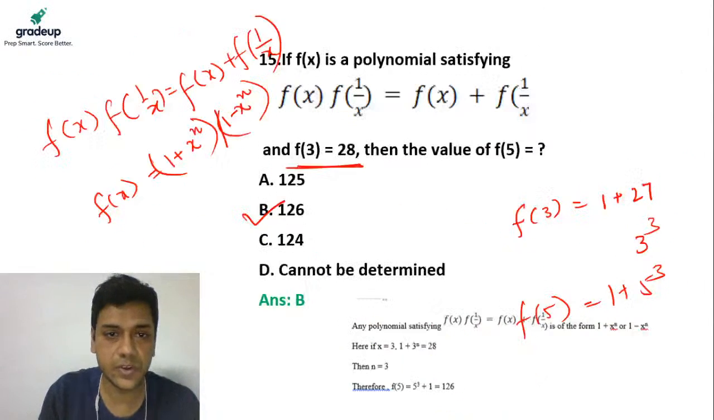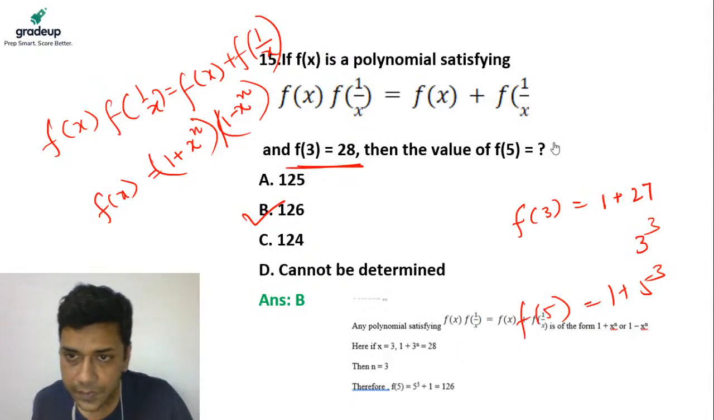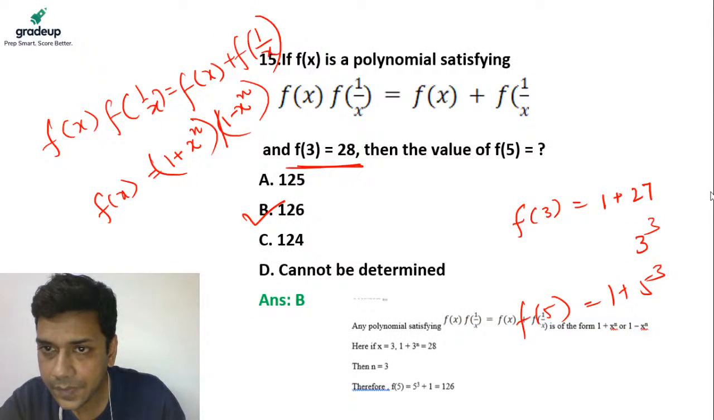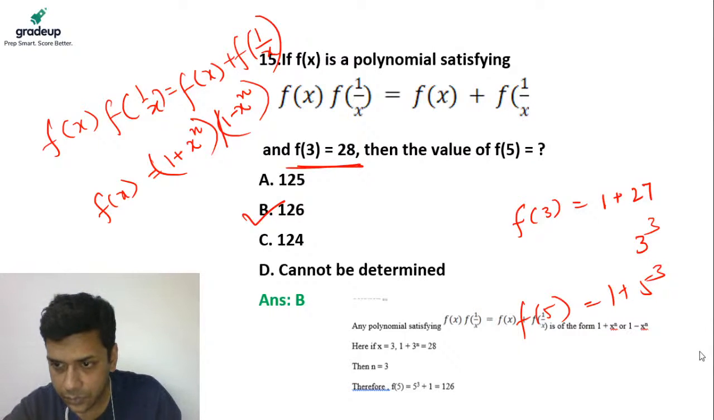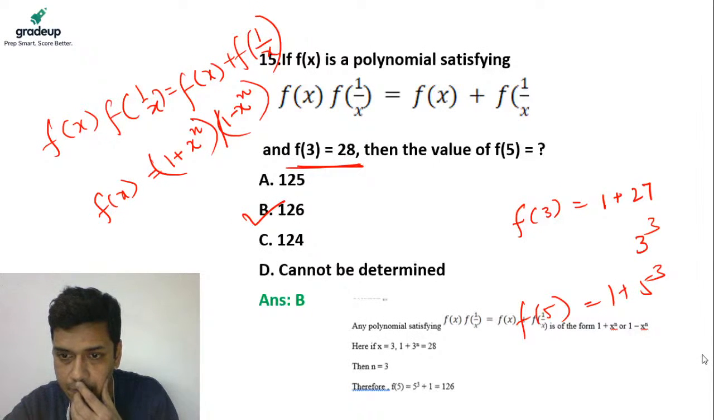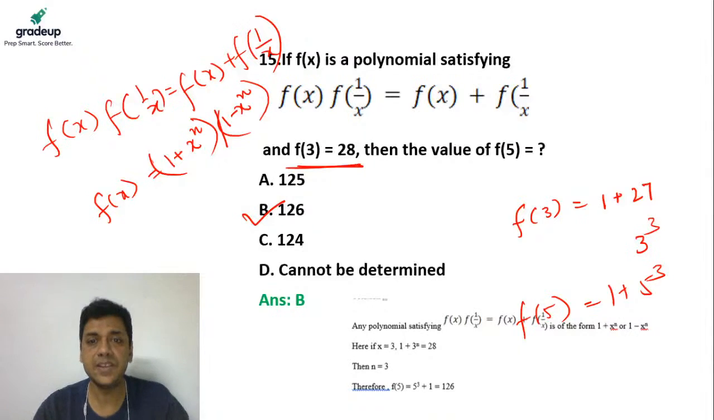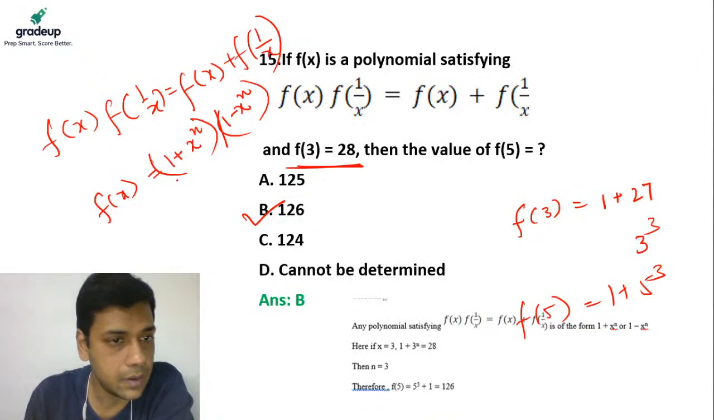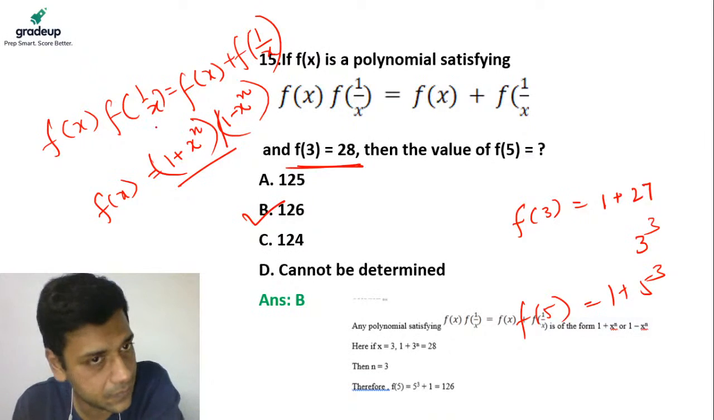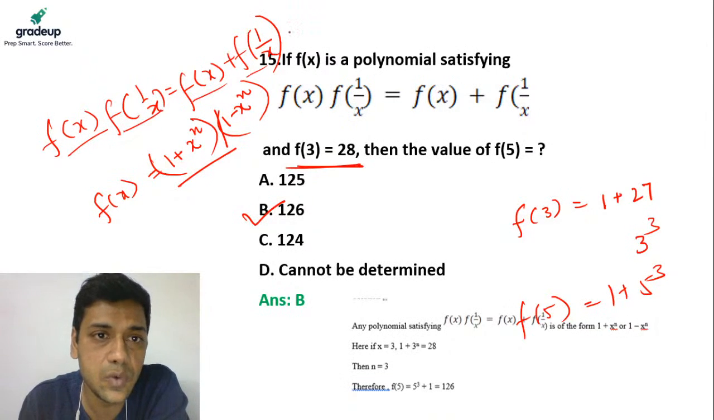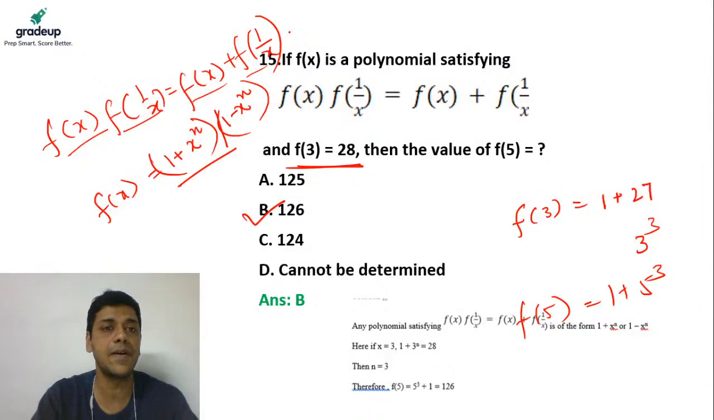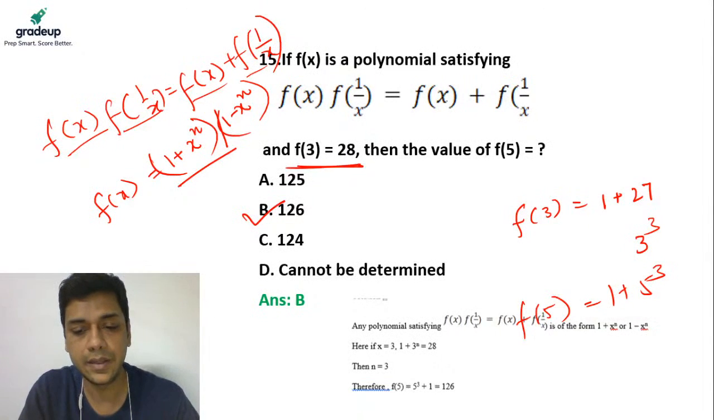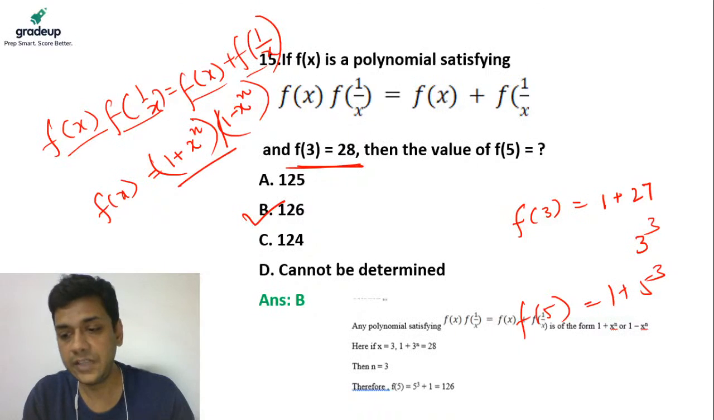Now, coming to the previous question, who asked it? Who asked this previous question? Okay, so in the previous question, we discussed that this is possible if and only if f(x) is (1 plus x) raised to power n or (1 minus x) raised to power n. Yes or no? This was clear?